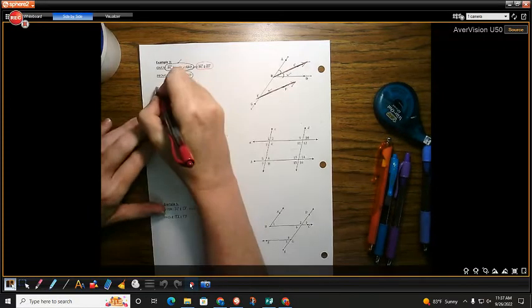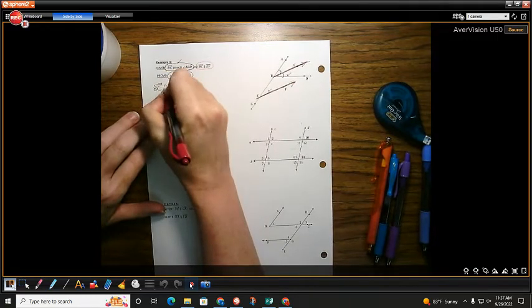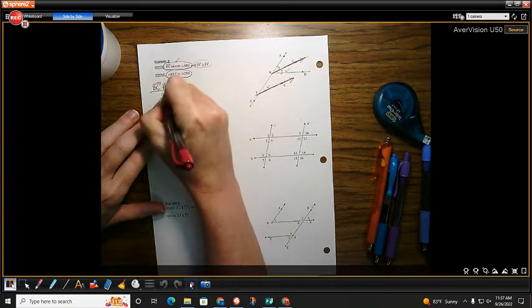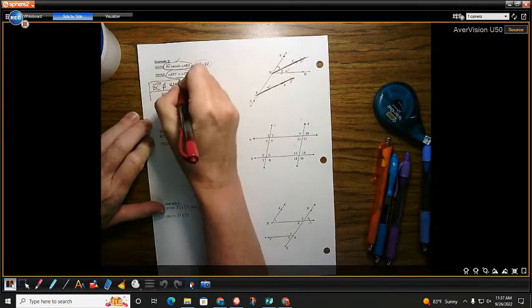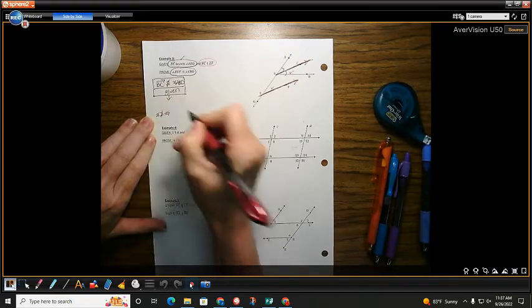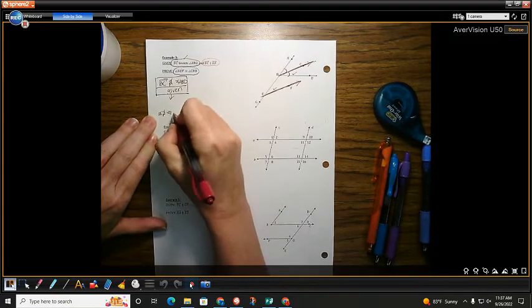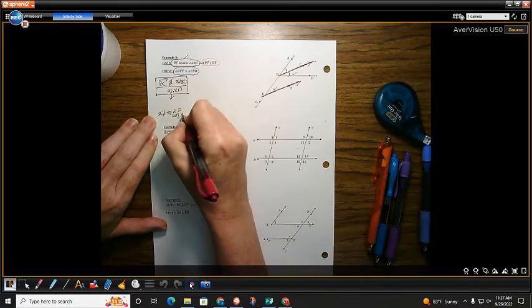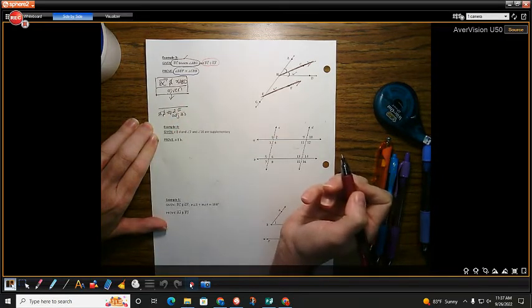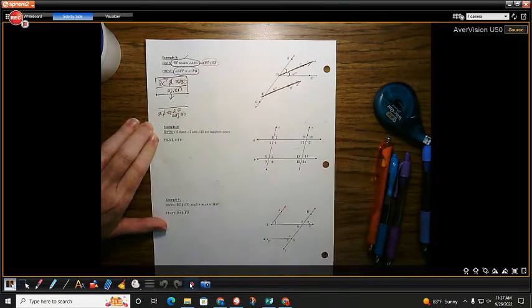Write my given. So sure. So BC is going to bisect angle ABD. That's given. And then what did that angle bisector imply? Two congruent adjacent angles, because I'm talking about an angle bisector. What will be the names of my two congruent adjacent angles?